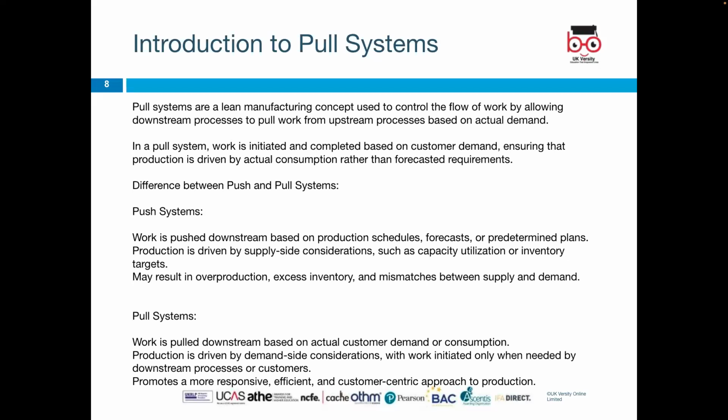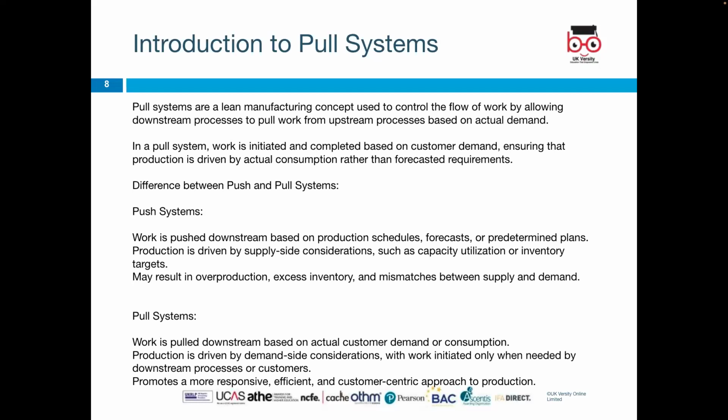So we have different types of systems. You have the push and the pull system. So what is a push system? Work is pushed downstream based on production schedules, forecasts, or predetermined plans. Production is driven by supply side considerations such as capacity utilization or inventory targets, which results in overproduction, excess inventory, and mismatches between supply and demand.